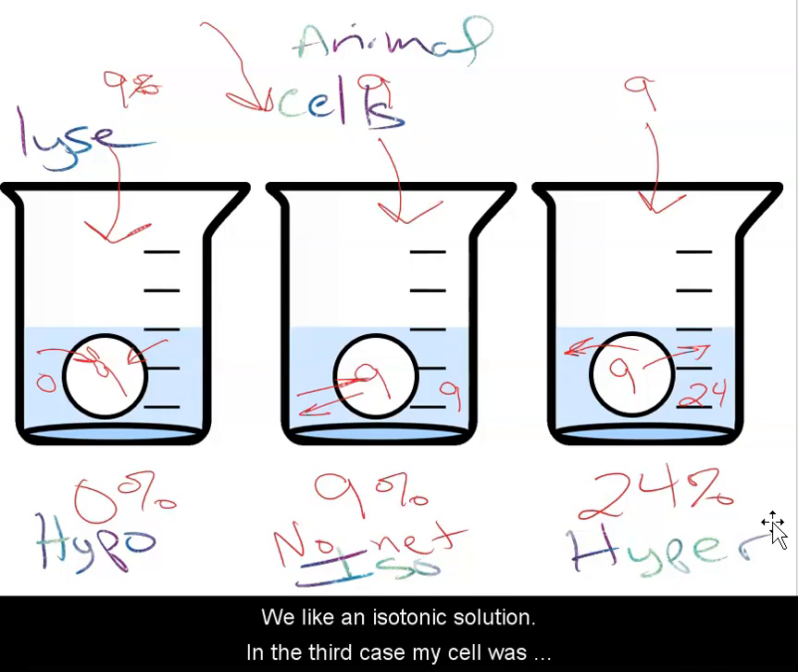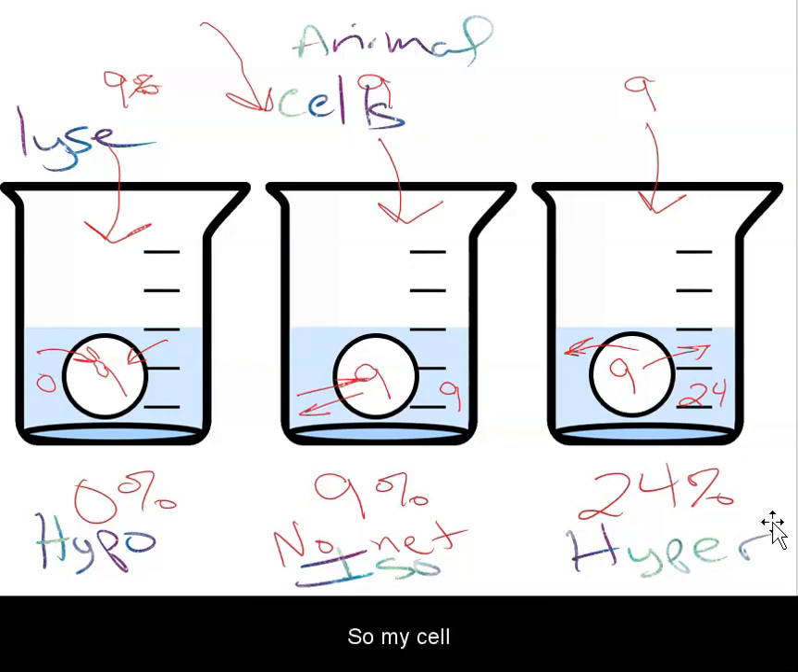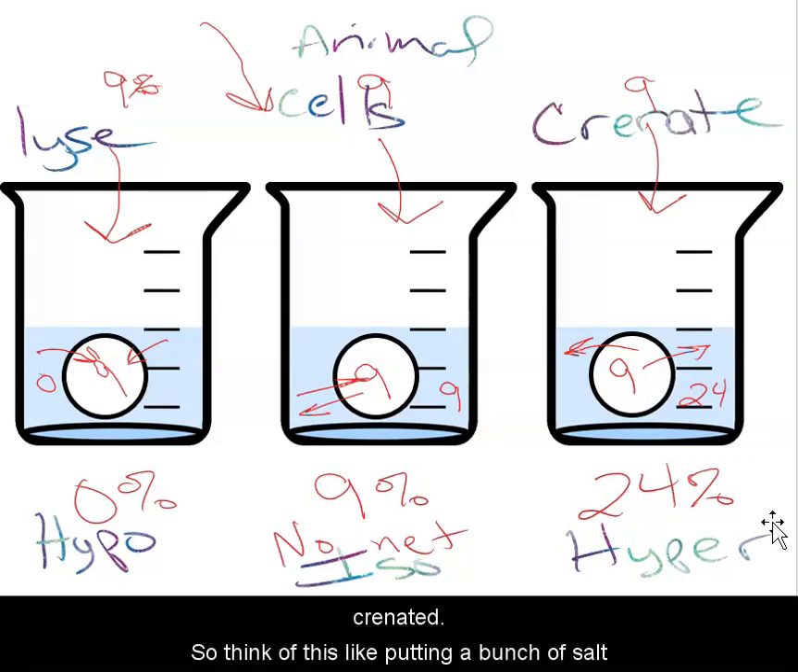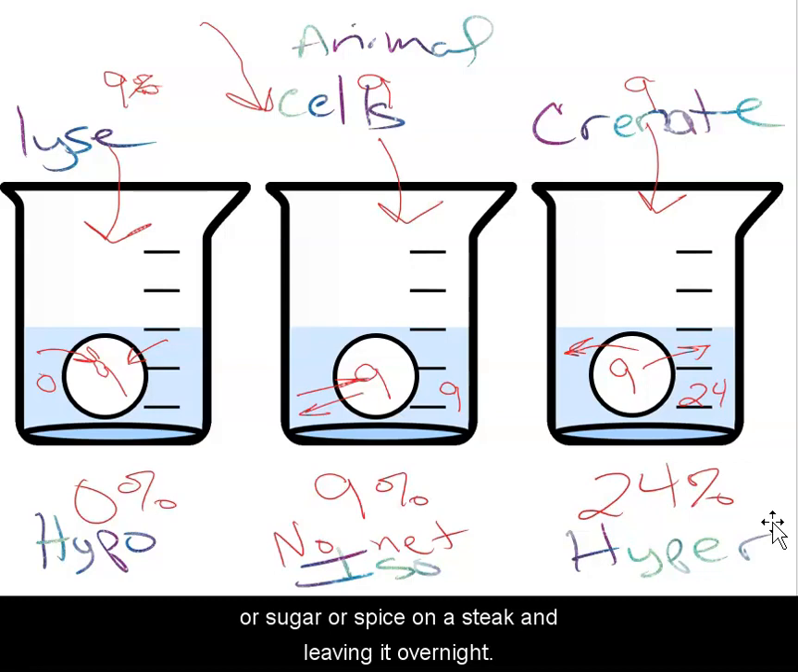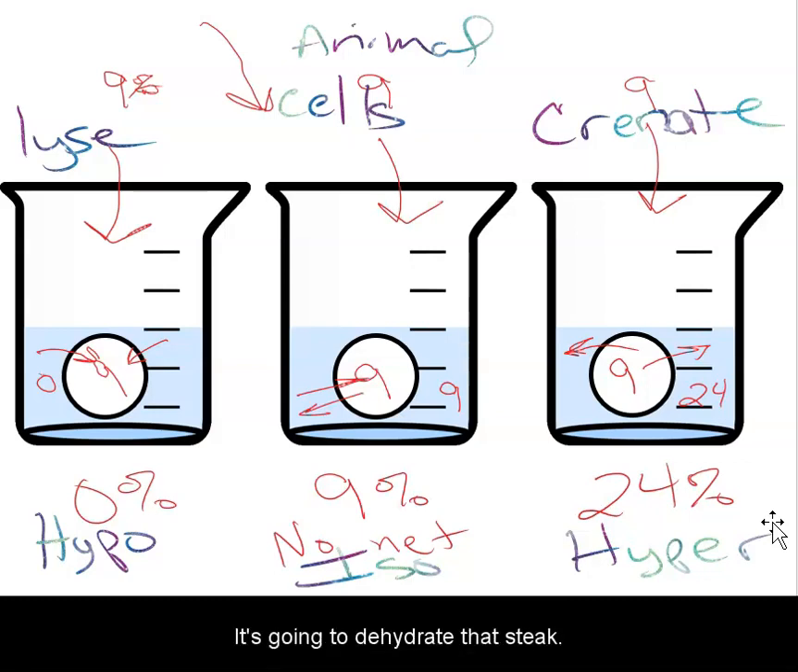In the third case, my cell was put into a hypertonic solution, which drew the water out, so my cell shriveled up, or it crenated. So think of this like putting a bunch of salt or sugar or spice on a steak and leaving it overnight. It's going to dehydrate that steak or dehydrate that food that you put it on. That's how you actually make beef jerky. Our cells like isotonic solutions.